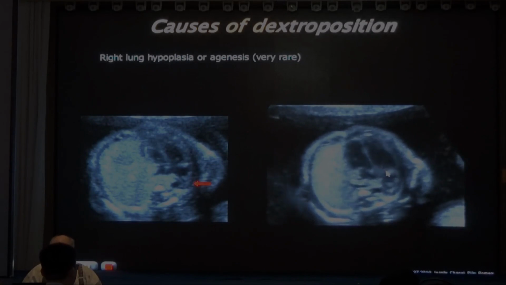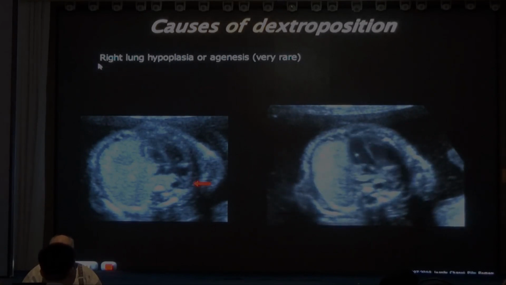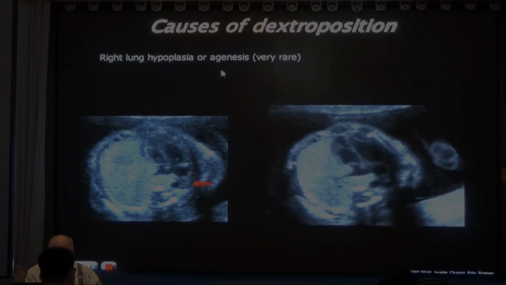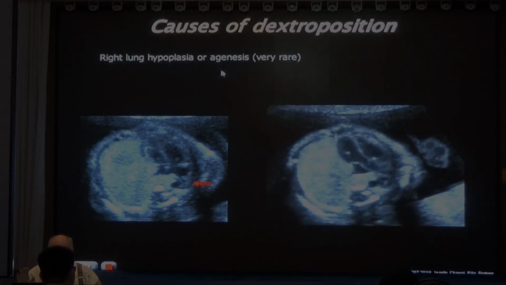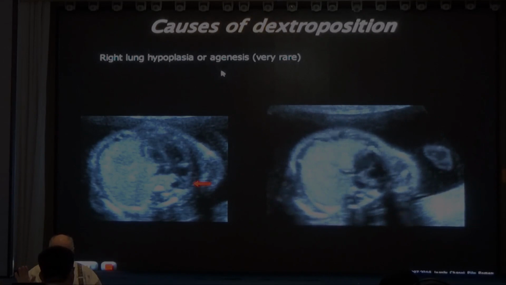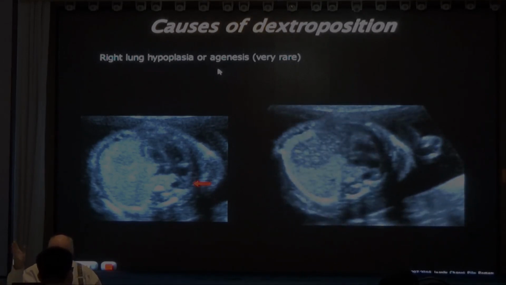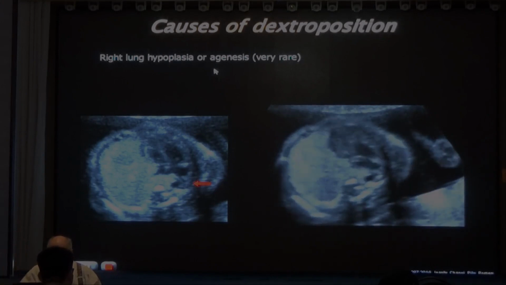And the cardiac views are all normal. This is a baby that has right lung agenesis. So when the baby is born, it will have a very ugly chest x-ray. But some of these babies do actually pretty well. So don't get confused between dextroposition and dextrocardia.